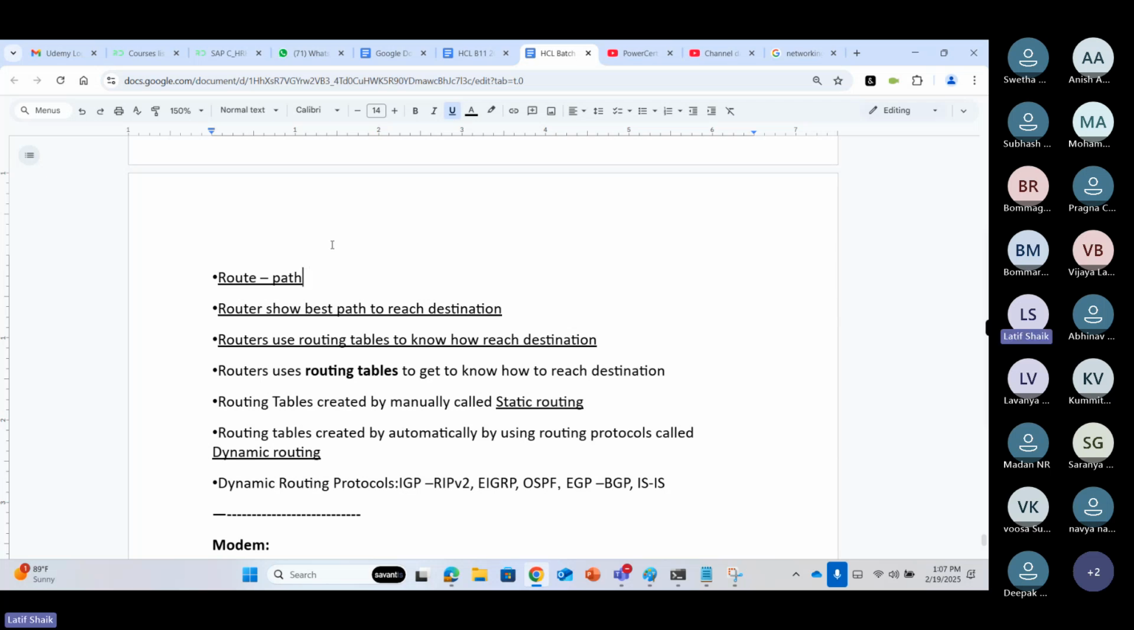Automatically means by using some dynamic routing protocols like RIP, EIGRP, OSPF, BGP, that kind of stuff. So these protocols are used to generate routing tables from other routers. Okay.